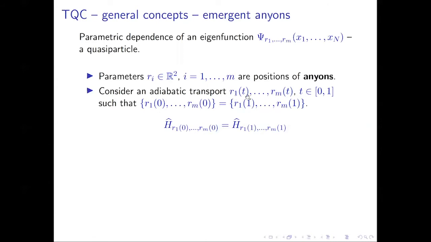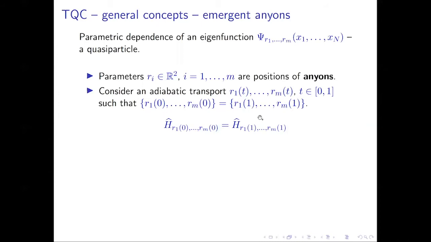Let's do it slowly. We've got this parametric dependence, and we assume that the initial positions of anions are the same as the final positions, modulo some permutation. If you make a picture of anions, we say that they are indistinguishable. Then it's the same configuration. The initial configuration is the same as the final one. And this condition tells us that the initial Hamiltonian is the same as the final Hamiltonian.